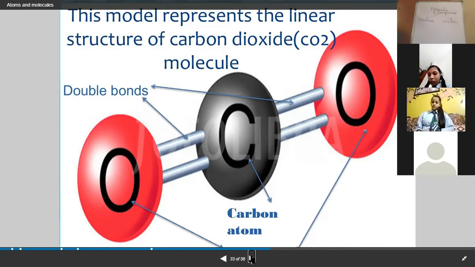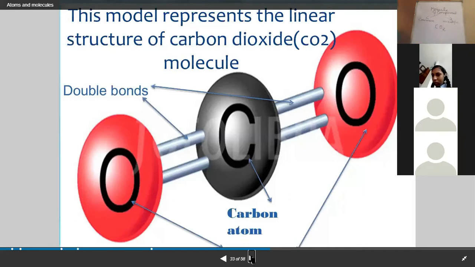For example, CO2, how to name it? It is a molecule of a compound, so whose name should I write first? Because two different elements are involved, carbon and oxygen. Now, why do we call it carbon dioxide? Why don't we take oxygen first followed by carbon?